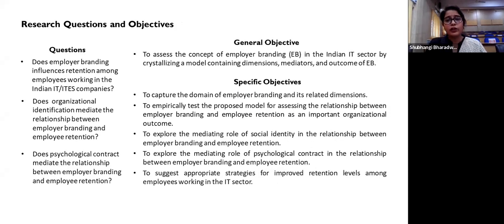The study would address the following objectives. The general objective is to assess the concept of employer branding in the Indian IT sector by crystallizing a model consisting of dimensions, mediators, and outcome. The specific objectives would focus on capturing the domain of employer branding and its related dimensions, empirically testing the proposed model for assessing the relationship between employer branding and employee retention, exploring the mediating role of social identity and psychological contract in the relationship between employer branding and employee retention, and further suggesting appropriate strategies for improved retention levels among employees working in the IT sector.